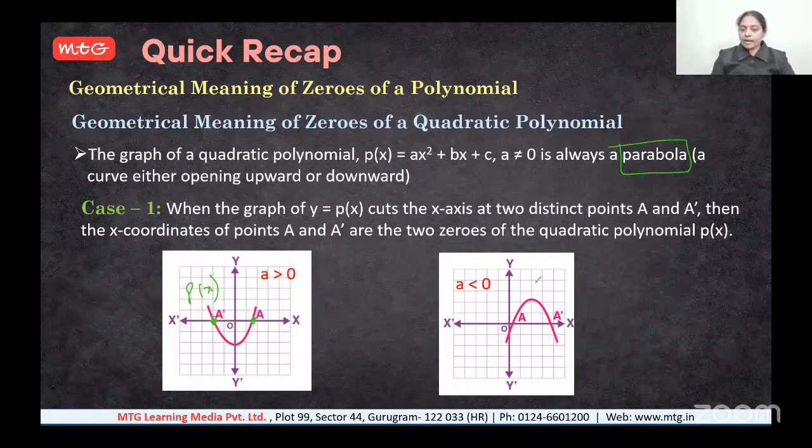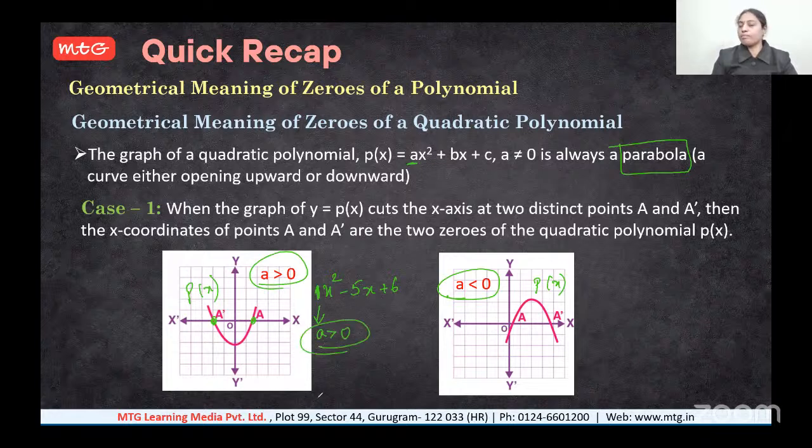Sometimes the parabola of a given polynomial will be downward open. When will it be upward open? When will it be downward open? That happens depending upon the value of a, that is, the x square coefficient. Suppose you have a polynomial x square minus 5x plus 6. Here you can see the x square coefficient, which is a, is greater than 0, which is a positive value. Then your graph looks like this.